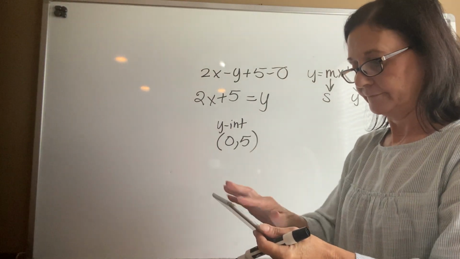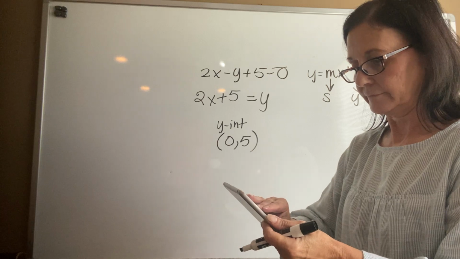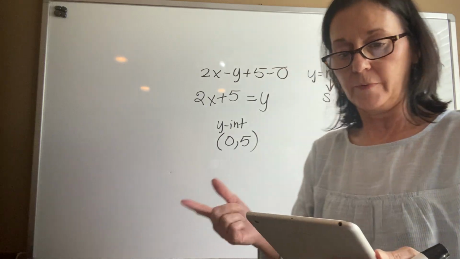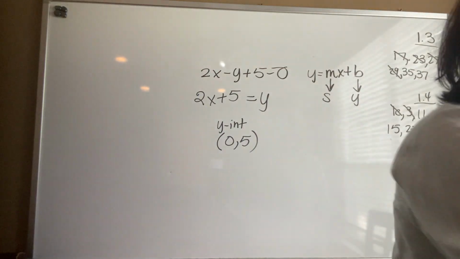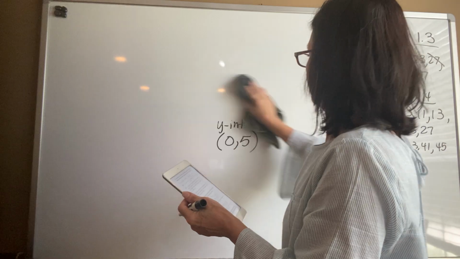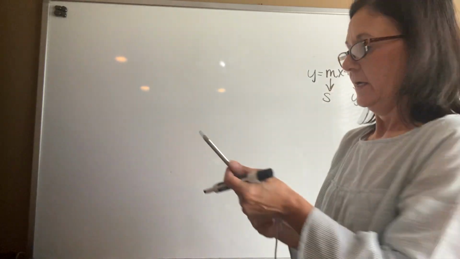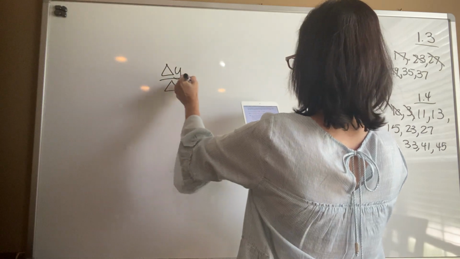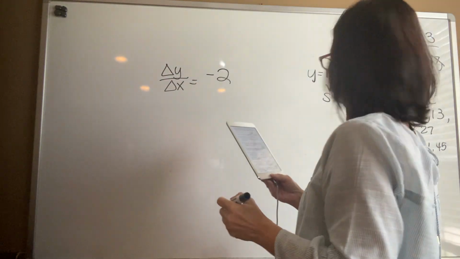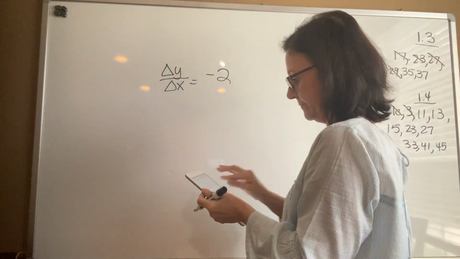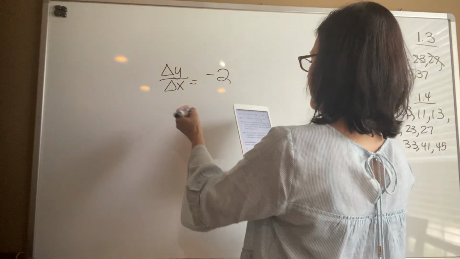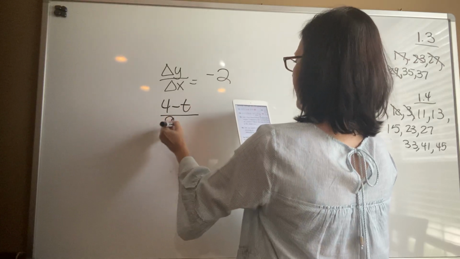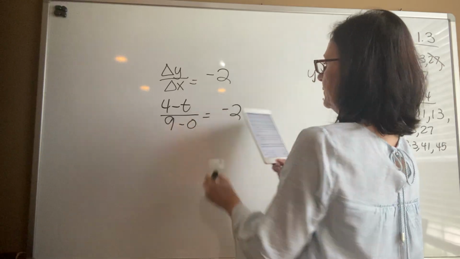Number 11. Says find a number t such that the slope, okay, so it tells me the value that they want the slope to be. All right, so the change in y over the change in x has to equal -2. I gotta make sure I'm doing the right one. All right, so I'm just gonna do the change in y over x. That's 4 minus t over 9 minus 0 has to equal -2.